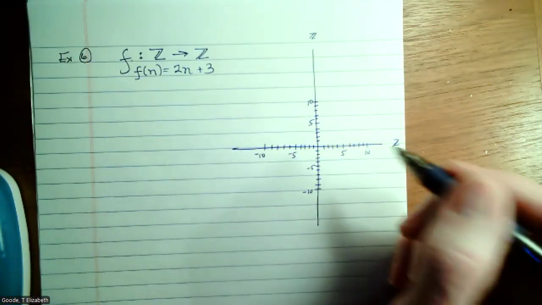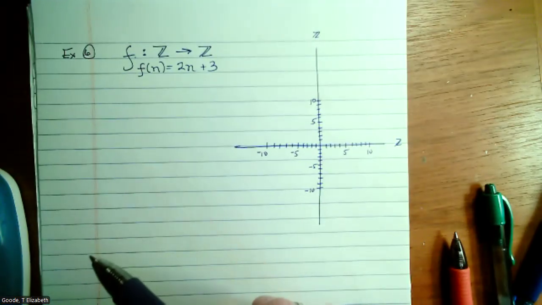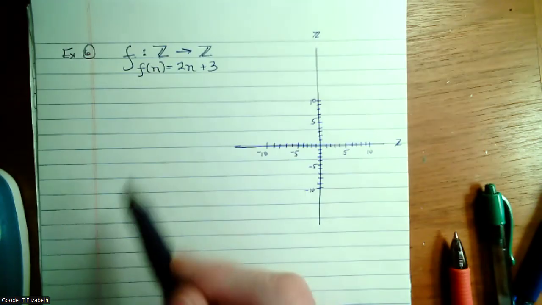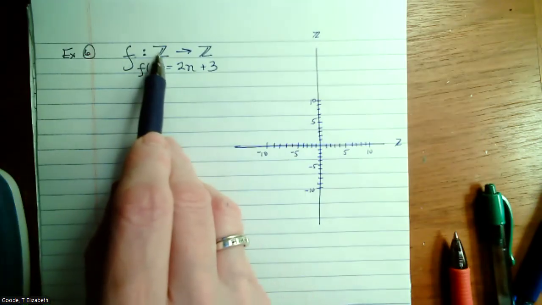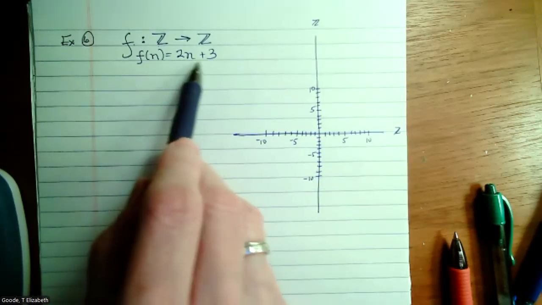But we can draw. The interesting thing about this is that the graph, it's not a line. It's not continuous because there's space between the integers. So there's going to be space between the points on this function.